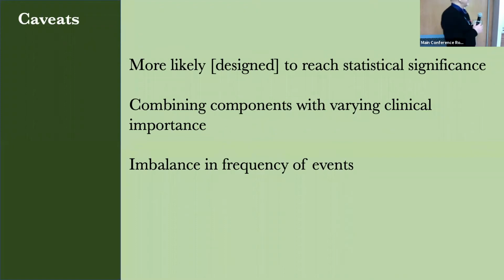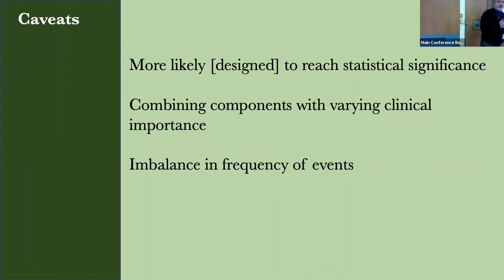The caveat: when you do a composite outcome, it is more likely that you reach statistical significance. And that's what statistical efficiency means, because when you combine the outcomes, it's more likely that more patients will reach one of those endpoints, and then it is more likely that you will reach statistical significance. This is one of the main reasons why pharmaceutical companies love composite outcomes, because it is more likely that they will reach significance.